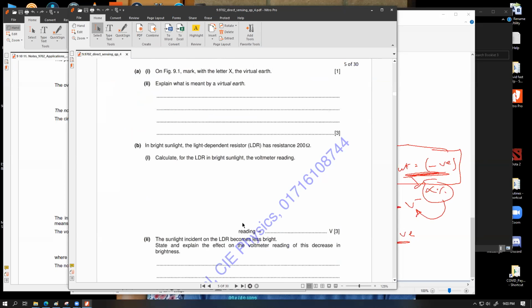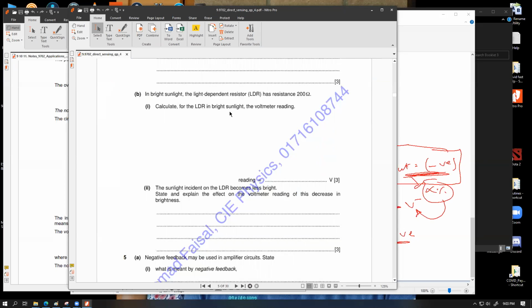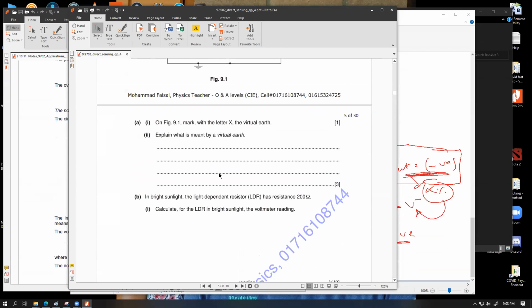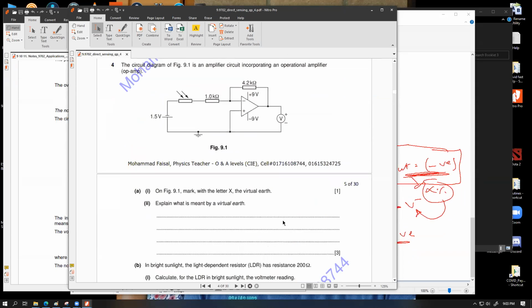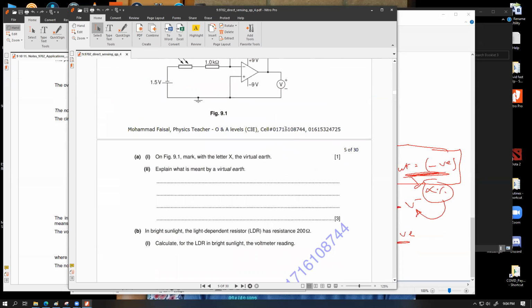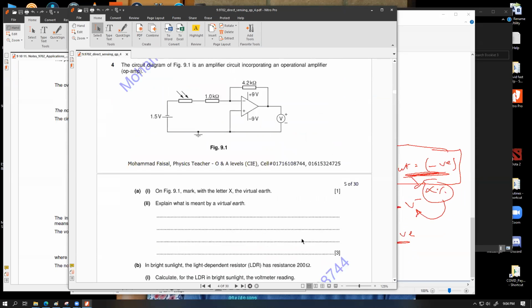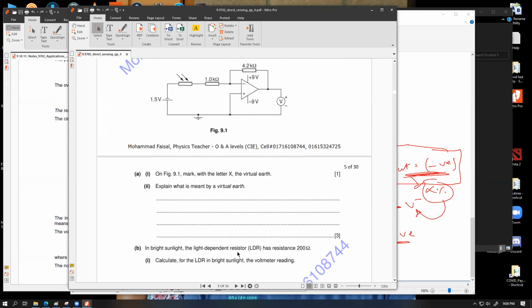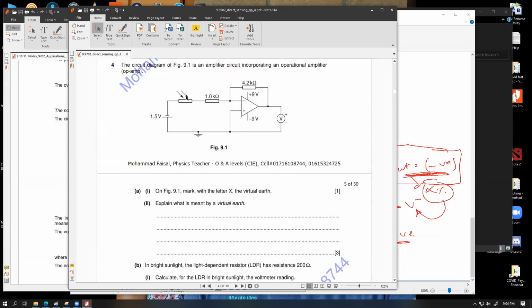Then it says in bright sunlight, and so on. In bright sunlight the LDR, the light dependent resistor, has a resistance of 200 ohm. Calculate for the LDR in bright sunlight the voltmeter reading. Notice one thing here: the LDR would have a resistance of 200 ohm, whereas we have connected a fixed resistor of 1 kilo ohm right over here. For this circuit, this 4.2 kilo ohm is the feedback resistance, which is the fraction of voltage fed back to the V minus side.